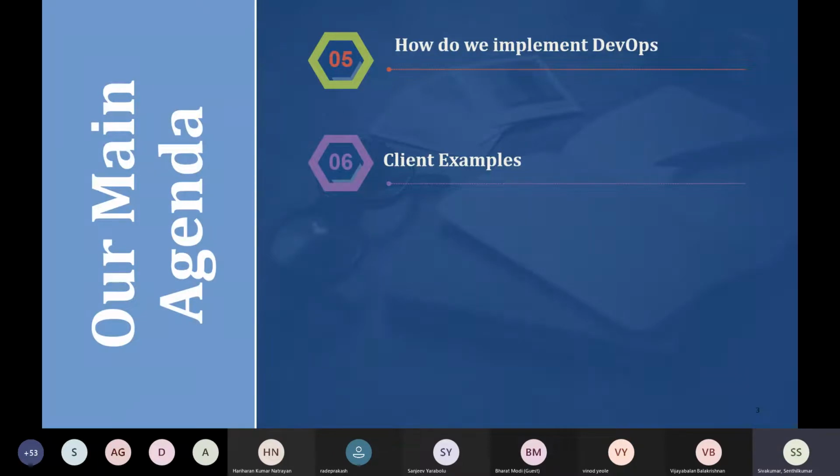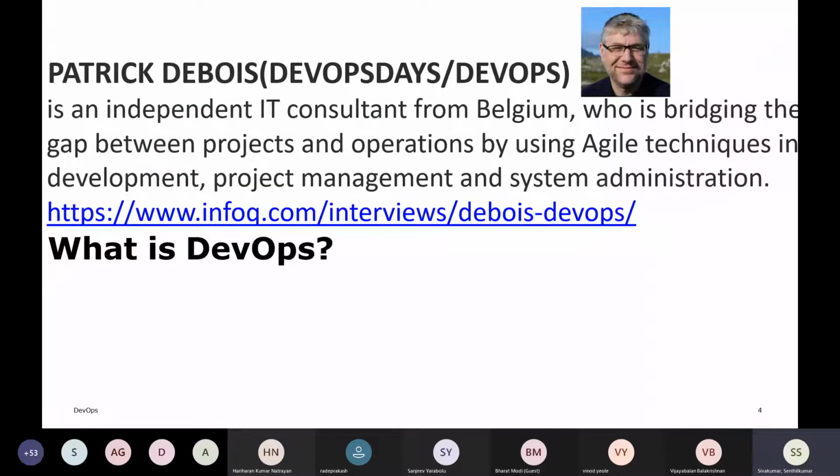Let's get started. Most of you are aware of it. If not, he is the father of DevOps, Patrick Debois, an independent IT consultant from Belgium, who coined the name DevOps to bridge the gap between projects and operations by using agile techniques. Agile is a framework to improve the agility of project deliverables in any domain, whether process oriented, project oriented or application oriented. But what he found is that we can add operations into this picture and drive the scope into it. That was his vision.